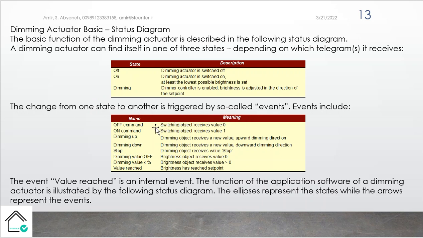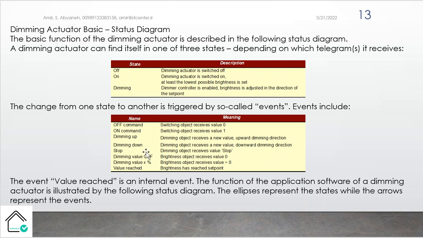Events include: off command, switching object receives 0; on command, switching object receives 1; dimming up, dimming object receives a new value, upward dimming direction. In relative dimming, you remember one of the bits from the 4 bits provides the detail of whether it should be up or down, and the next one is down. Stop, dimming object receives value stop. When you release your hand from the keypad in a standardized dimming, you stop dimming. Dimming value off: when you do a short operation on the keypad, you switch off, dimming object receives value 0. Dimming value in percentage, for absolute dimming.